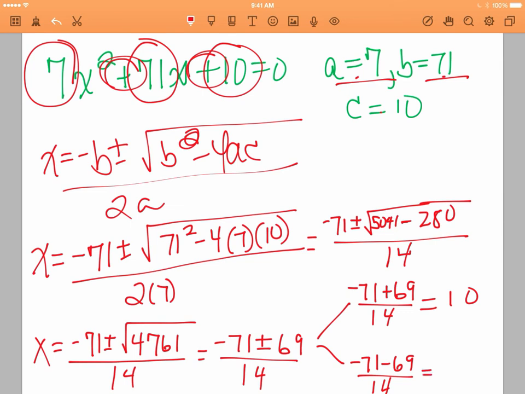We get negative 10. I think I made one little error there. So negative 71 plus 69. And then this gives us, this one was a mistake here. So when I plug this in my calculator, I got negative 0.142. When I round to the fourth decimal place, I get 1429, which is negative 1/7, which is exactly the same answer we got before.